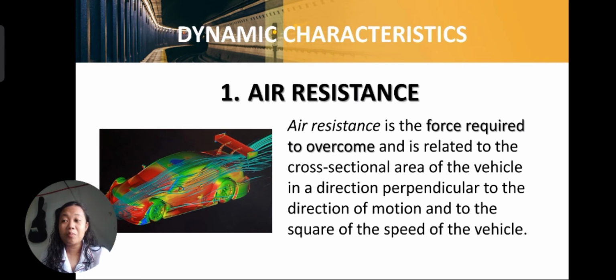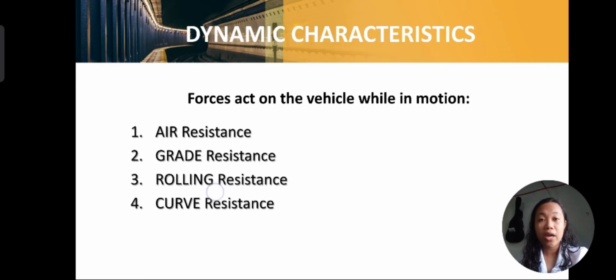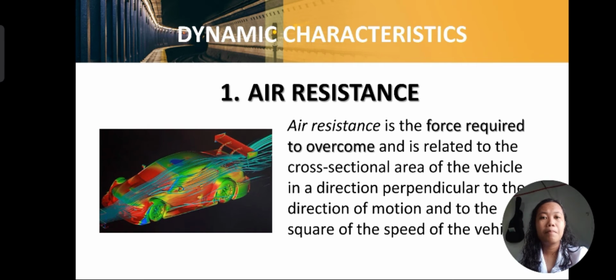So a vehicle in motion has to overcome the resistance of the air in front of it, as well as the force due to frictional action of the air around it. As you can see, the air mentioned here is not only the air acting in front of the vehicle, but also the air acting around the vehicle, which is the frictional action of the air around it.